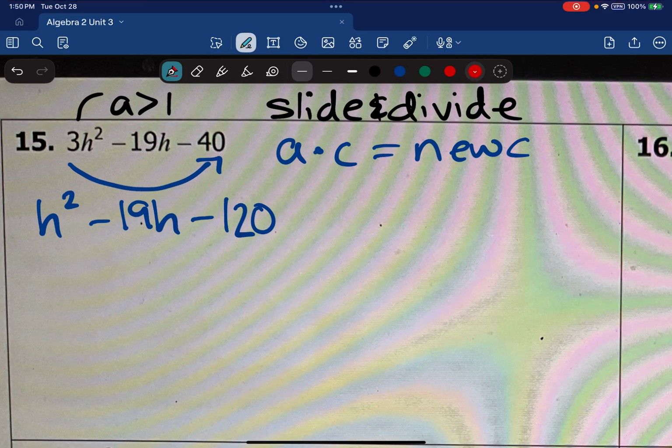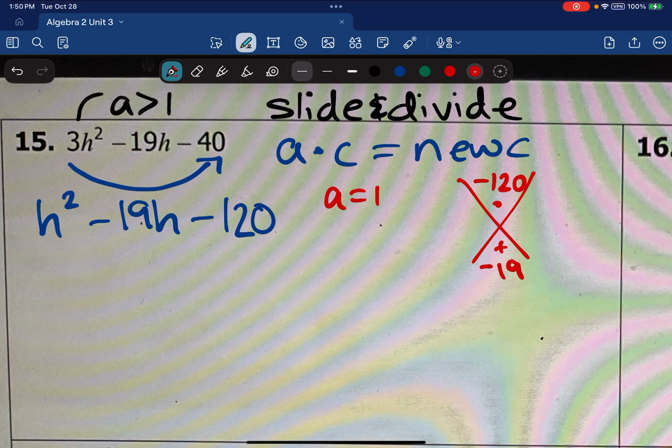Once I do that, I now have a trinomial where a equals 1, so then I can ask myself, what are two numbers that multiply to be negative 120, but add to be negative 19? Two numbers that multiply to be 120 and add to be negative 19.